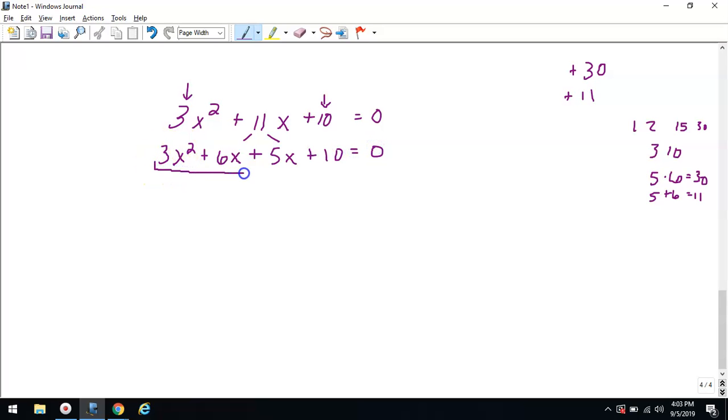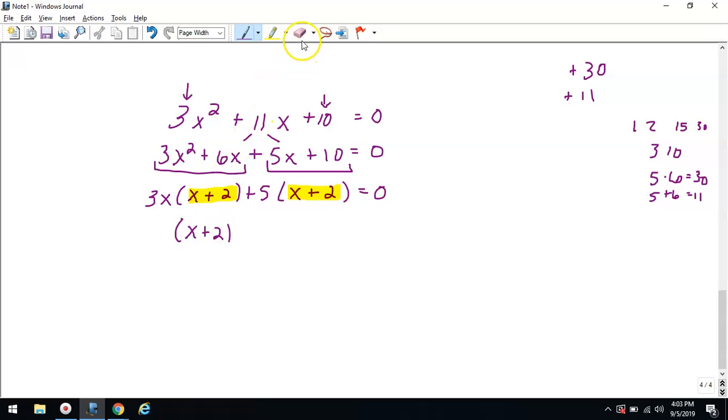So now I'm going to group these together and group these together. I can take out 3x here, and I have x plus 2, and 5 here, and I'm going to get x plus 2. And I know this has worked out correctly because these are equal to each other. These are the same, which means I can now factor that out. So now I have x plus 2, and what do I have left over? I have 3x plus 5.